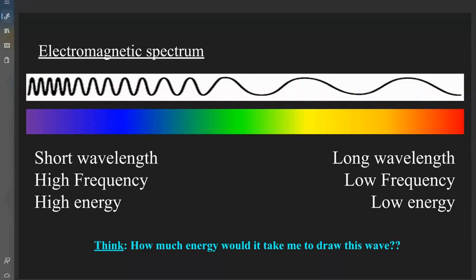So that's kind of what I relate it to, because light always travels at the same speed, period, no matter what. But speed is always the same. So it's how much energy does it take me to draw that many squiggles as I'm moving at the same speed. All right.